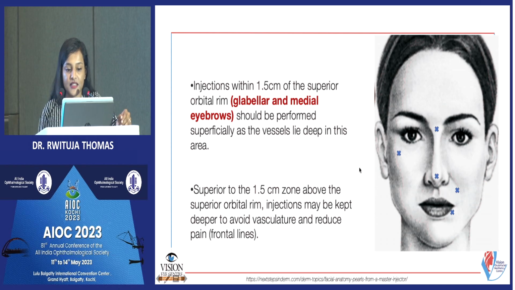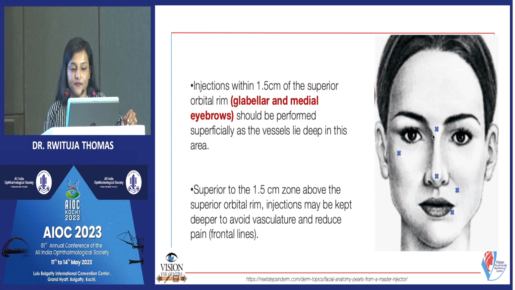Some of the areas which we need to be careful about. One is the glabella region. So here we have the angular artery and vein, the dorsal vein here. So it's important that when we perform injections in this area, the injection should be performed superficially. However, when we are in this area, that is the tear trough region, they should be performed deeper.